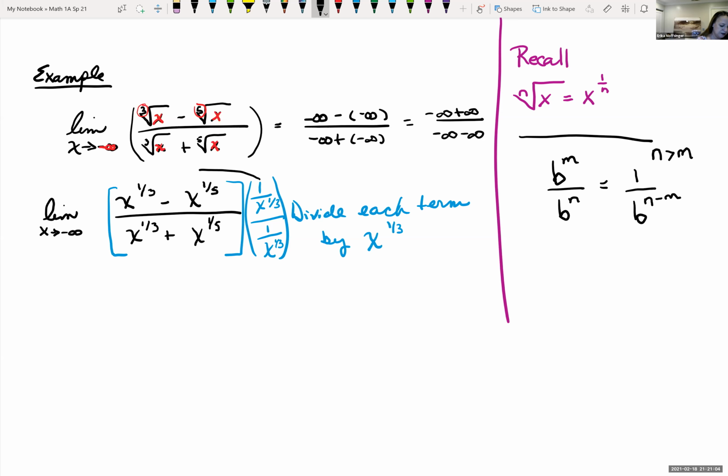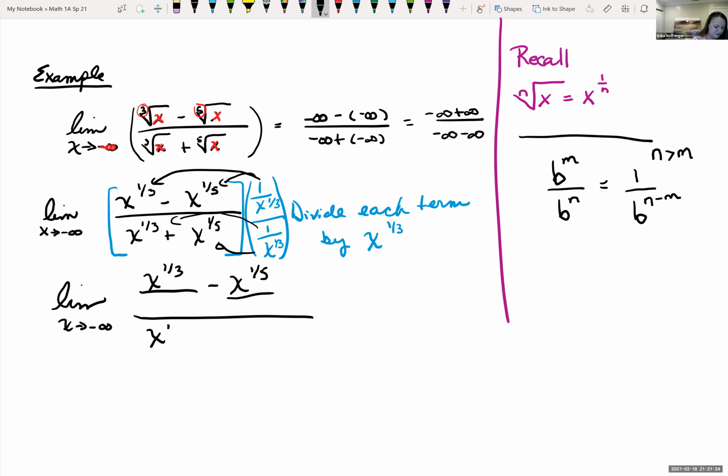So when we distribute, bring down a limit, we haven't taken it yet, as x is approaching negative infinity. So this is x to the 1/3 all over x to the 1/3 minus x to the 1/5 all over x to the 1/3, x to the 1/3 all over x to the 1/3 plus x to the 1/5 all over x to the 1/3.